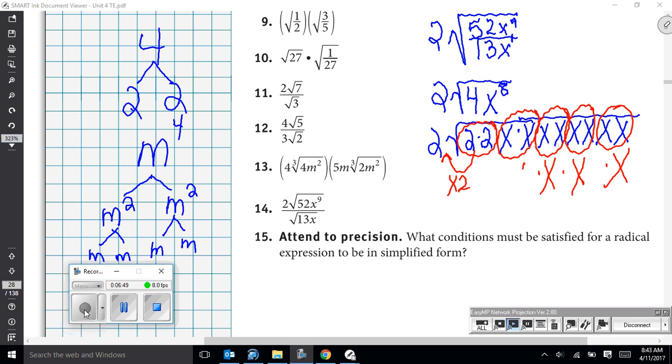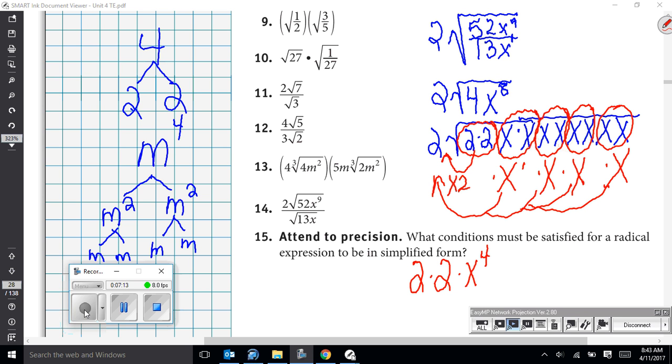Let me rewrite this multiplication like that. All right, so x times x times x times x. I'm going to pull those out. So when I do that, I'm pulling out x to the what power? To the 4th. So now on the outside I have my original 2 times 2 times x to the 4th.